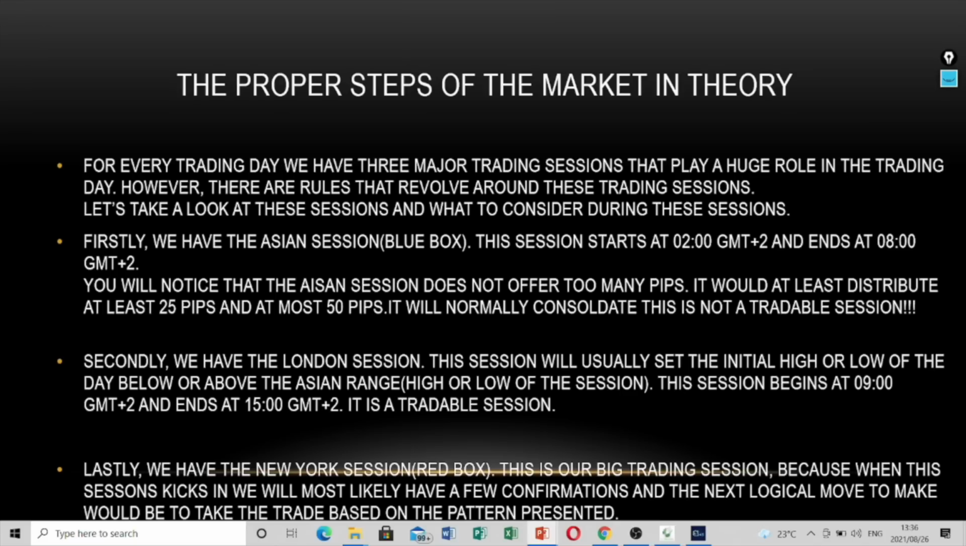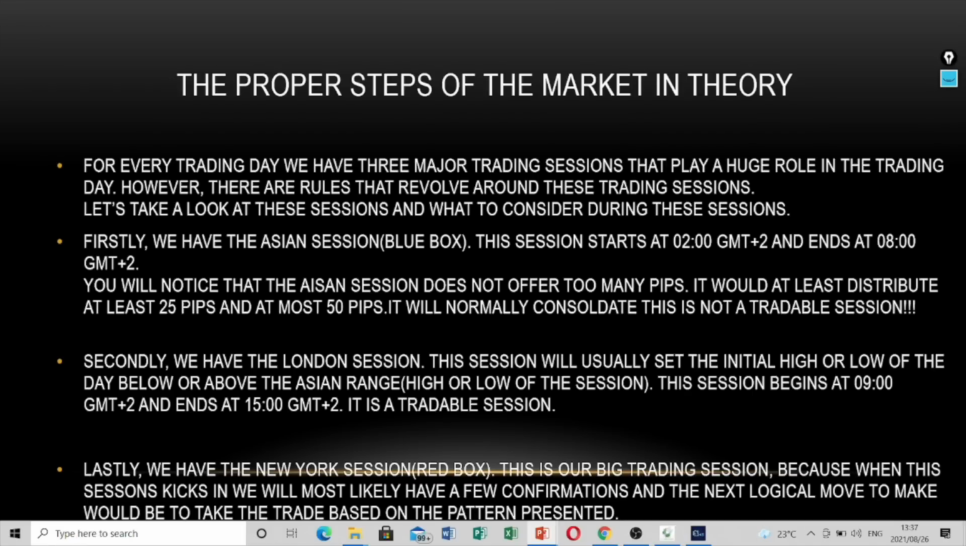The second session, just after the Asian session, is the London session. Now, this session is not really important for trading, but very important for observation. What the market will do in the London session is set the highs and lows of the day or of the week. The London session starts exactly at 9 in the morning South African time and ends exactly at 3 in the afternoon South African time.